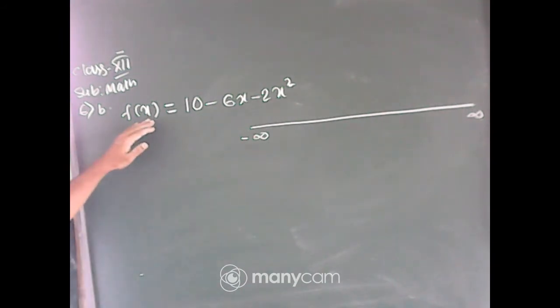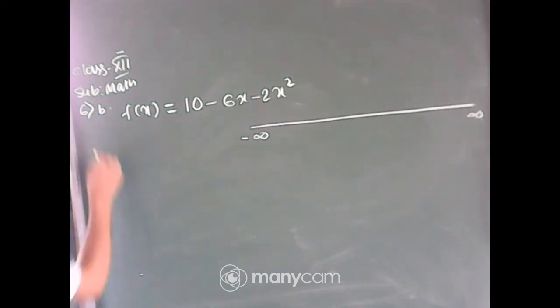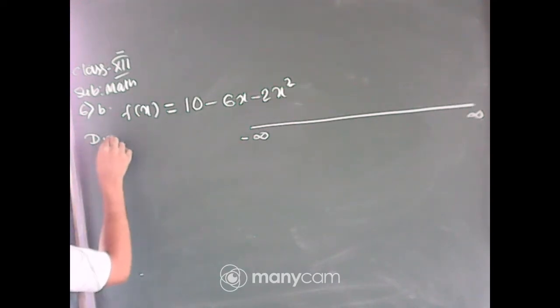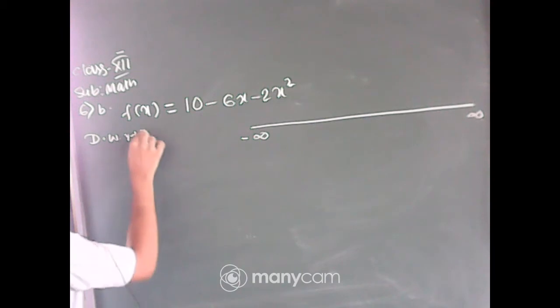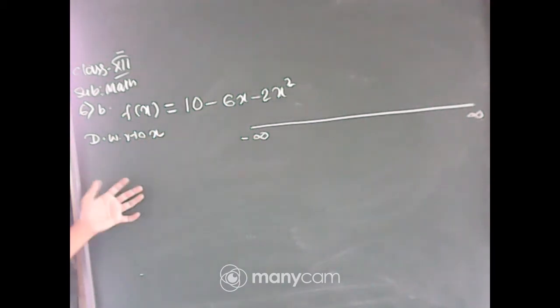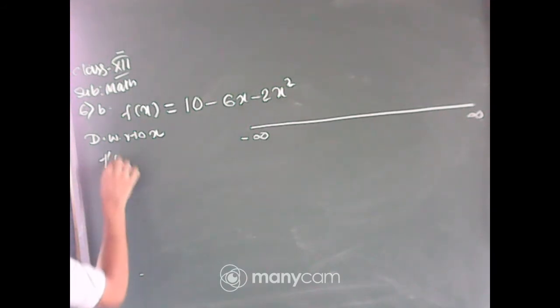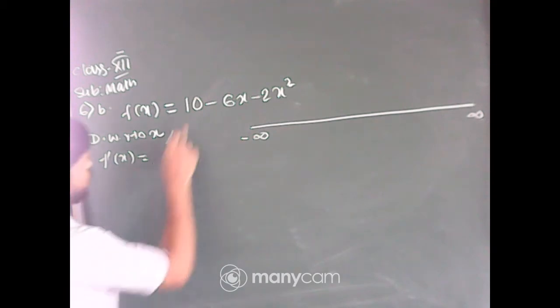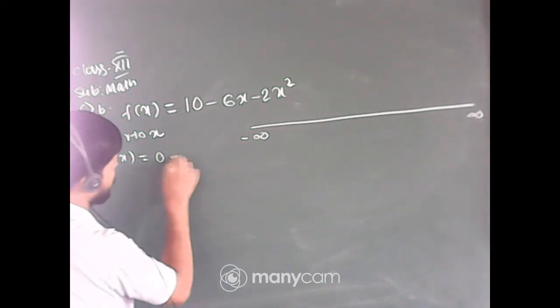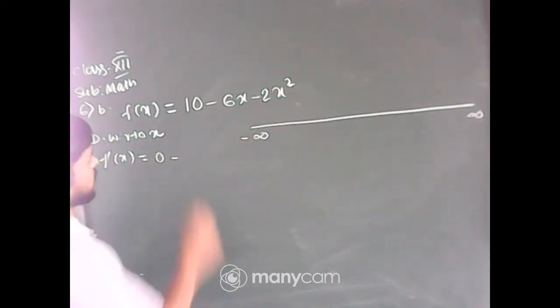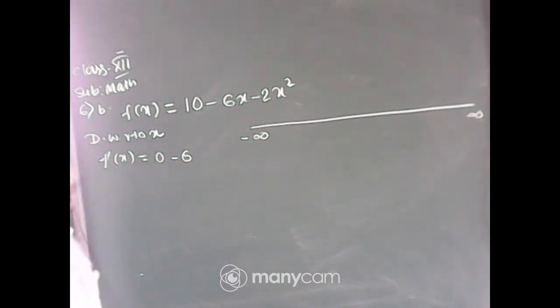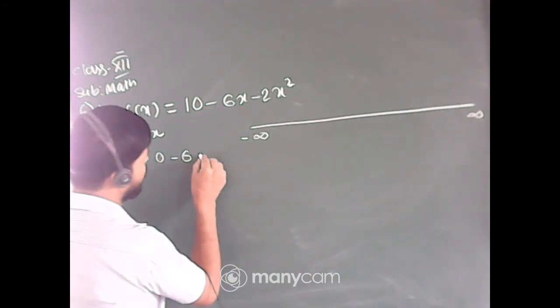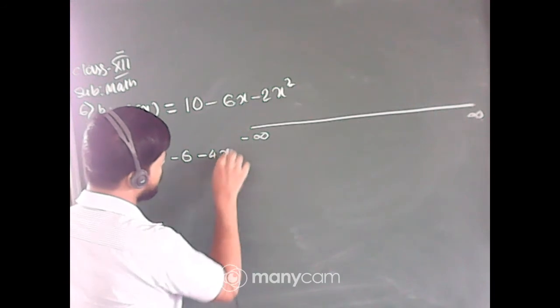First we have to find out the derivative of f(x). So if I differentiate this function with respect to x, we have f'(x) is equal to, now do the differentiation. Derivative of 10 is 0, minus derivative of 6x, that is equal to minus 6 only, and derivative of minus 2x square, that is equal to minus 4x.